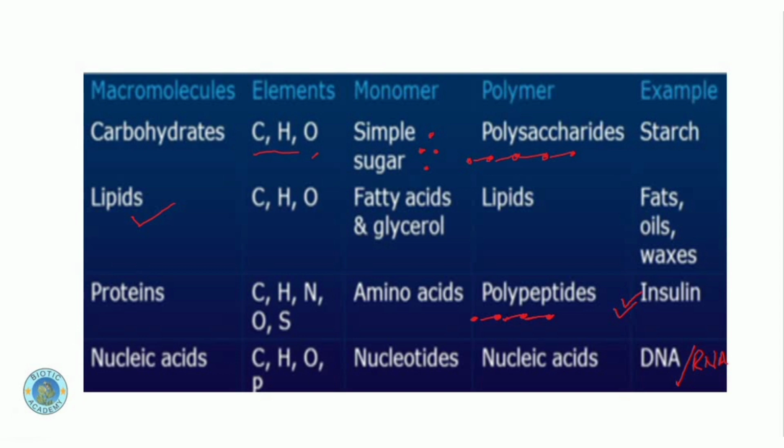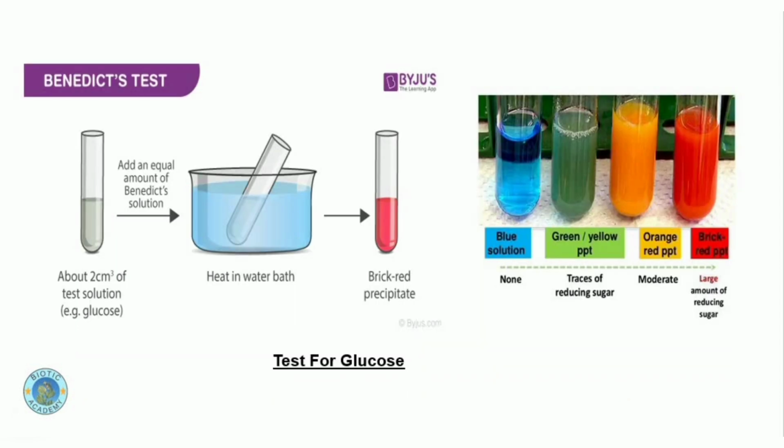Now if I want to find out about the presence of these macromolecules in the body of a living organism or in any food sample, how would I know that these particular macromolecules are present there or not? For that purpose, we have certain tests which we perform in order to find out the presence of these macromolecules in the food sample or in the fluid of the body. For example, to check the presence of reducing sugar in the body of a living organism, we can perform a test that is called the Benedict test.